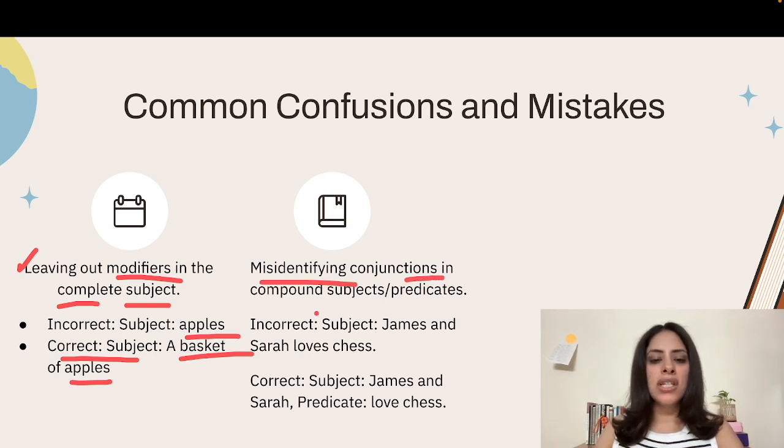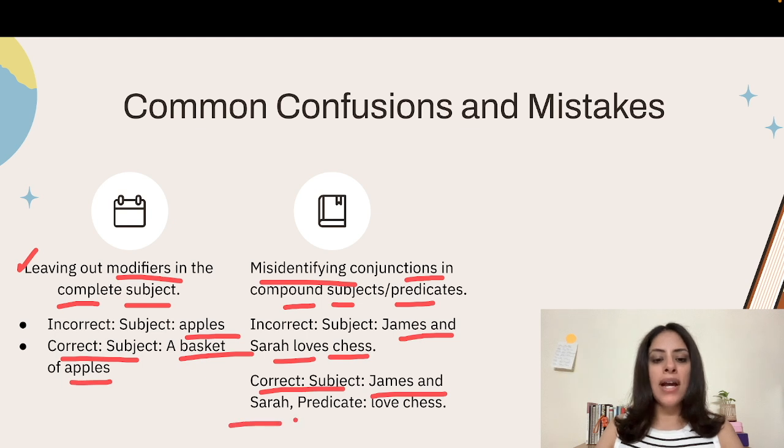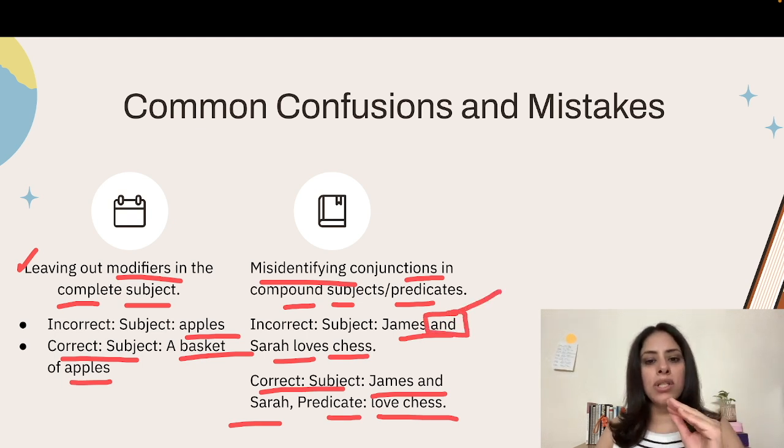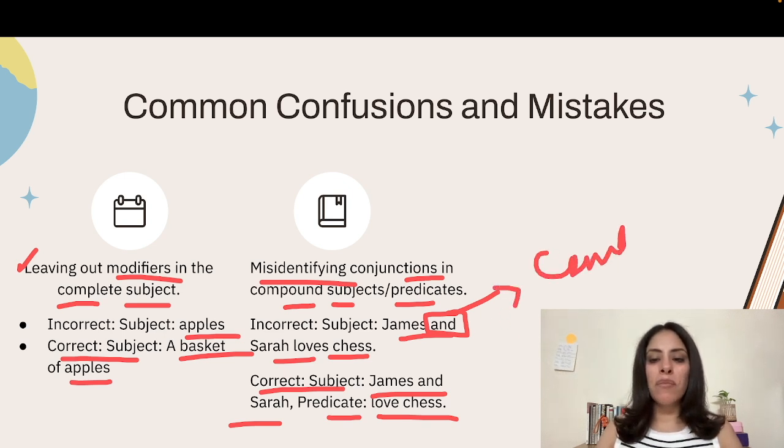Misidentifying conjunctions in compound subjects and predicates. Again, the incorrect version is that James and Sarah loves chess. So here the correct subject is James and Sarah and the predicate is love chess. What's the meaning over here? Sometimes people take the and as a conjunction which joins two sentences. But here and is used to denote a compound subject. Okay, so don't get confused in it.